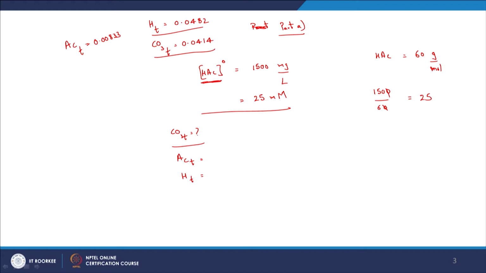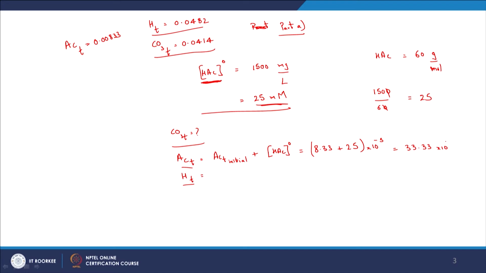So by adding HAc at 25 millimolar, how are these two total components going to change? Acetate total will be equal to acetate total initial plus this new addition of acetic acid. That's going to be equal to 8.33 plus 25, times 10 to the power minus 3. Am I plugging that right? And what is that going to be equal to? That's going to be equal to 33.33, right?